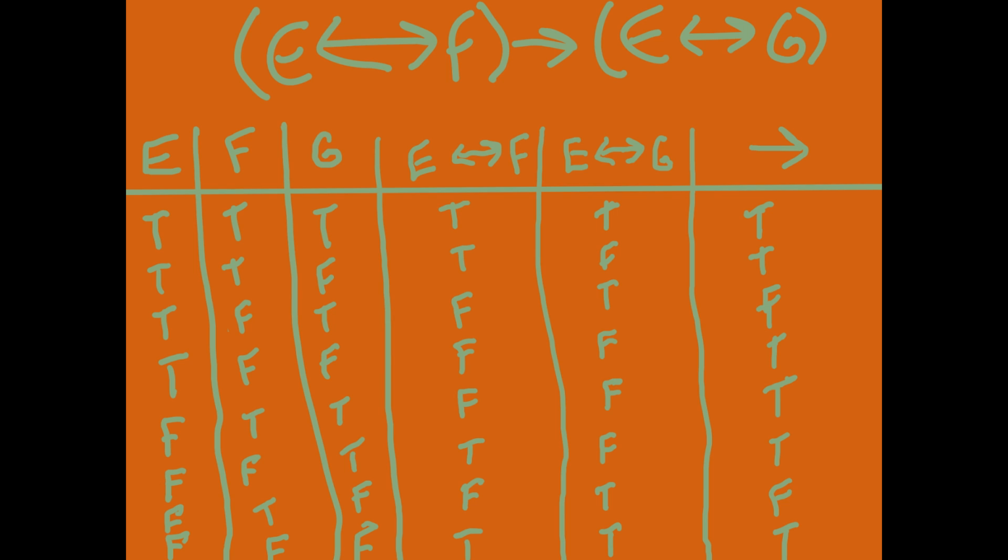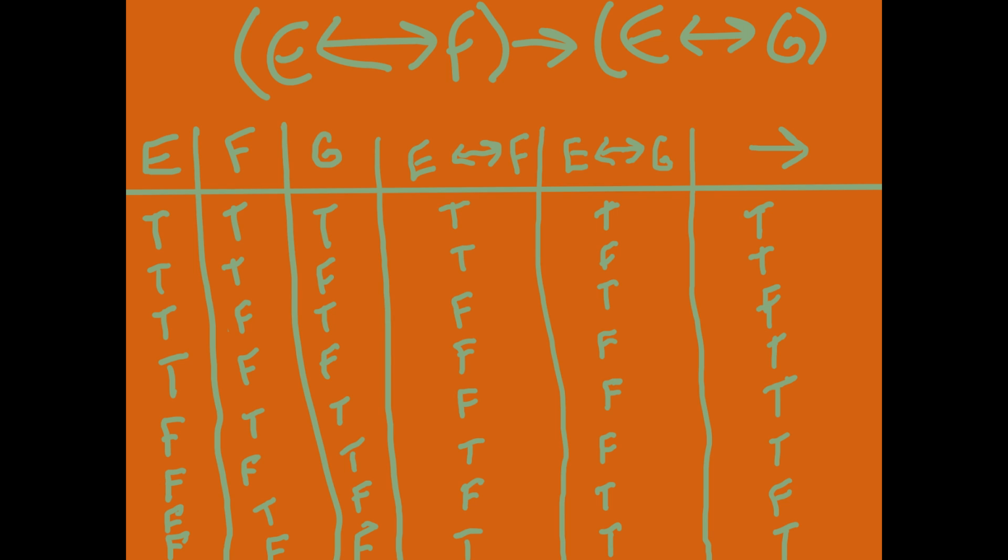Now that we've got the biconditional for E and F, let's look at the biconditional for E and G. So the first one we'll have is true because E and G are true. The second one we'll have is false because one is true and one is false. The third one is true because they are both also true. The fourth, fifth, and sixth are going to be false because one of them is false and the other one is true. And then the last two are going to be true because we have both of them as false for both of those scenarios. Now that we have those, we can look at the statement overall.